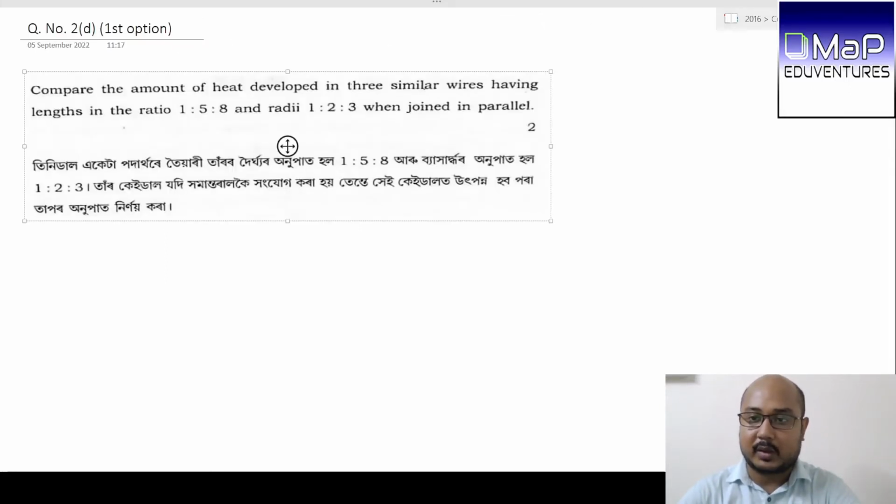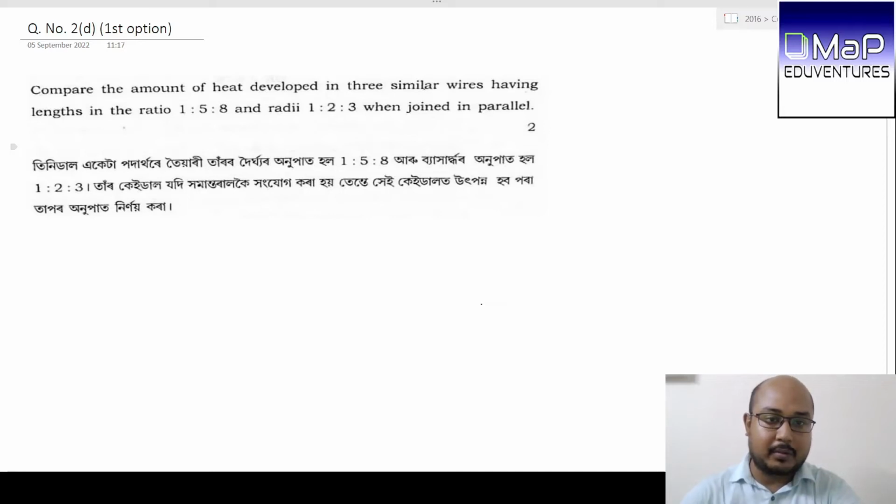Now we move on to question number 2D, first option. The question is compare the amount of heat developed in three similar wires having lengths in the ratio 1:5:8 and radii 1:2:3 when joined in parallel. Okay, so we need the general expression for heat produced. The general expression is H equal to I square RT, I know I square RT joules, the heating effect.